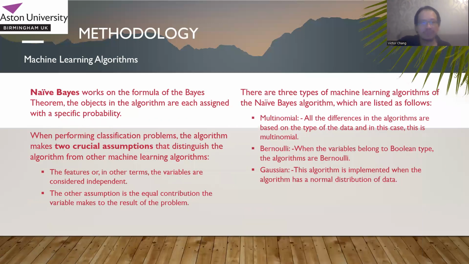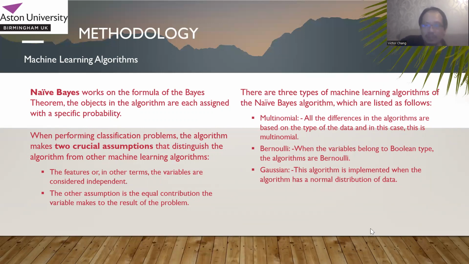Naive Bayes works on the formula of Bayes' theorem, and the objects in the algorithm are each assigned a specific probability. When performing a classification problem, the algorithm makes two crucial assumptions that distinguish it from other machine learning algorithms. First of all, the features, or in other terms the variables, are considered independent. The other assumption is that each variable makes an equal contribution to the result of the problem.